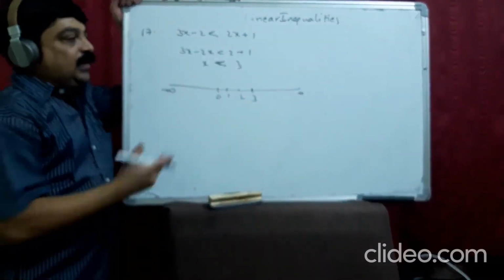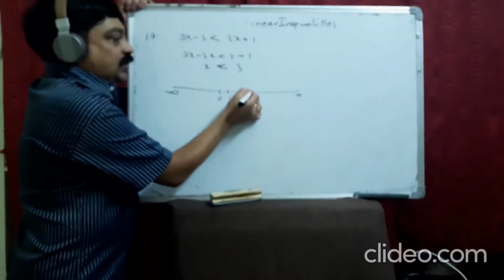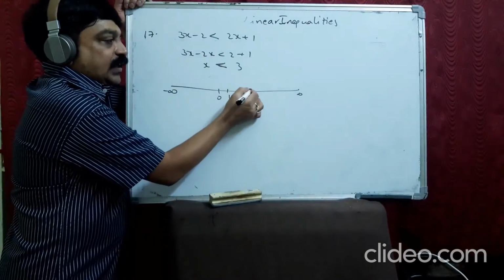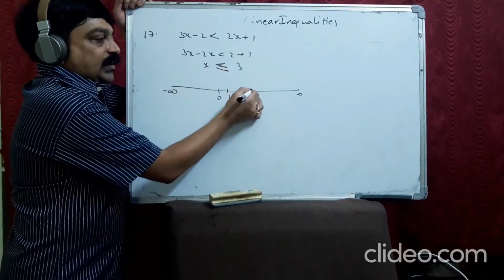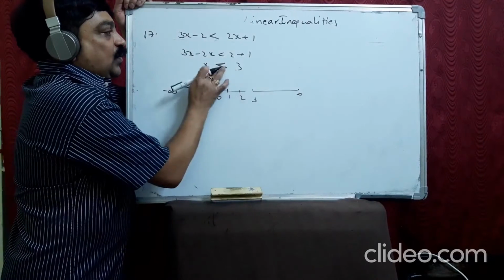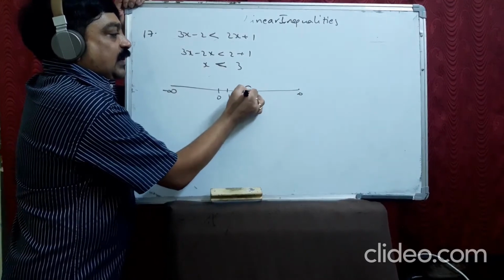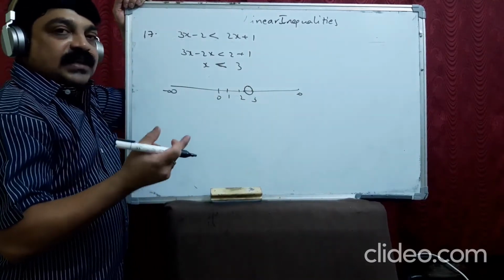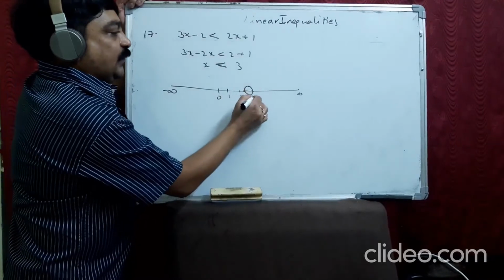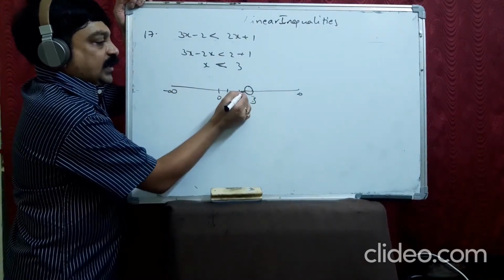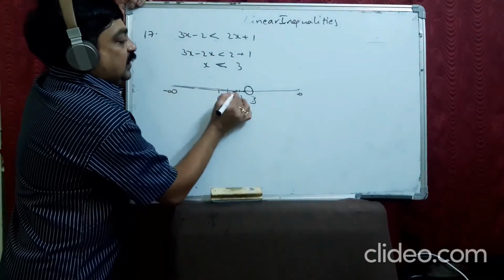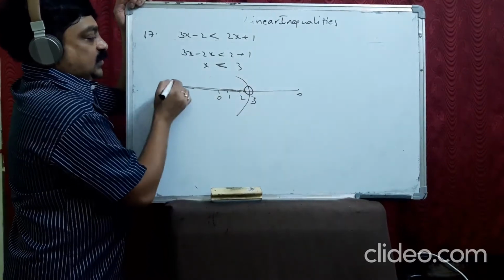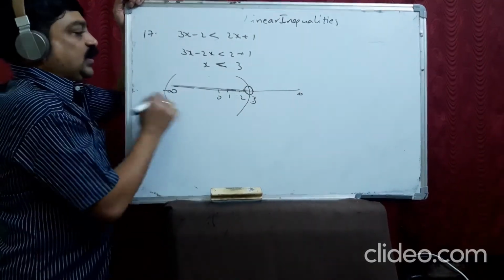Now, before 3, it is less than 3. So when there is no is-equal-to, we just put a circle like this. When it is equal to symbol, we darken the circle like this. When there is no is-equal-to, we just draw a circle at 3. That means this vacant circle tells us that the value is not included at 3. And from here to here, just darken it, or otherwise you just draw like this. That's it. Enough. From here to here.